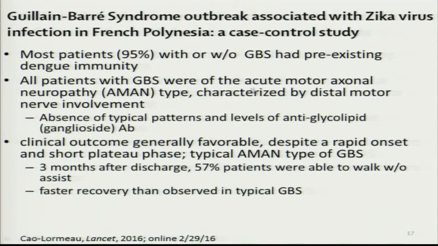All of them with Guillain-Barré were the acute motor axonal neuropathy, AMAN type, with distal motor neuron involvement, which is more favorable. In fact, they had a faster recovery. At 3 months, almost 60% are walking without assistance. But interestingly, in general, Guillain-Barré is felt to be mediated by an anti-glycolipid or ganglioside antibody in its pathogenesis, but they really didn't find typical patterns of that in these patients.